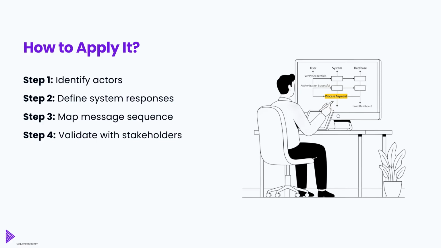To apply sequence diagrams, start by identifying all the actors involved in the process. Define how the system responds to each action they take. Then map out the sequence of messages exchanged over time with clear lifelines for each actor. Finally, validate the diagram with stakeholders to ensure it accurately reflects reality. Following these steps builds a shared understanding and helps prevent workflow errors.